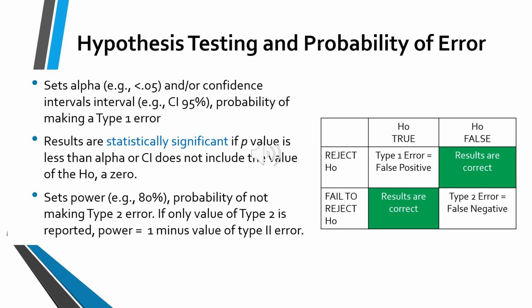High power is good. During planning, power is calculated and also takes into account the effect size. This refers to the estimated size of the difference between the groups or the change in the dependent variable. The larger the effect size, the higher the power. A power of 80% means the author has an 80% chance of not making a type 2 error.